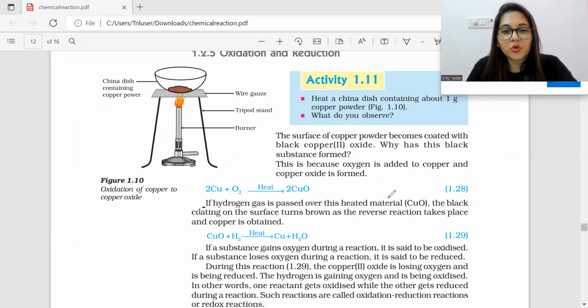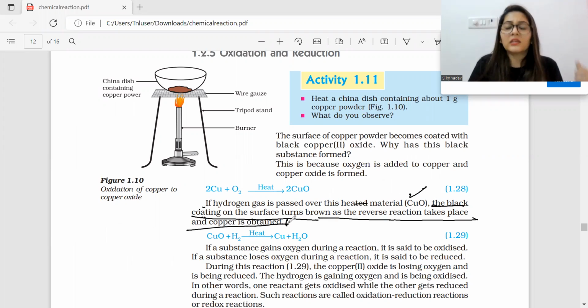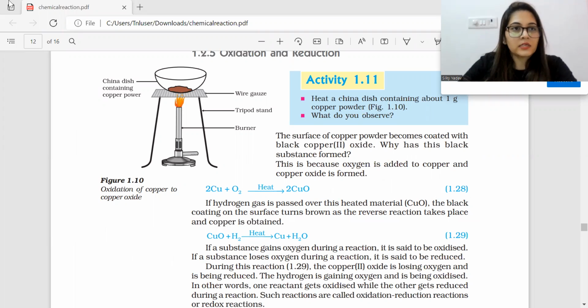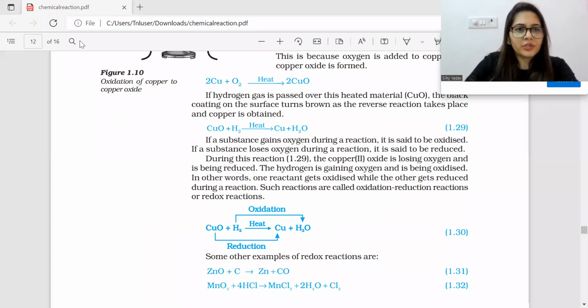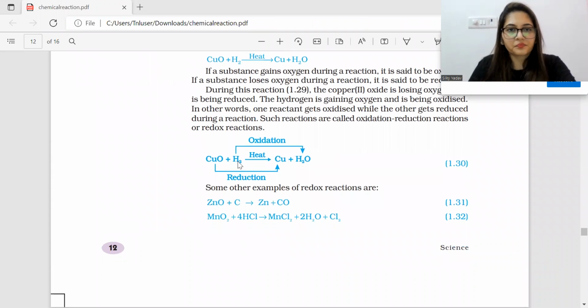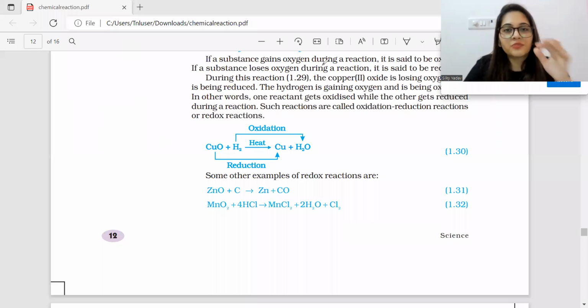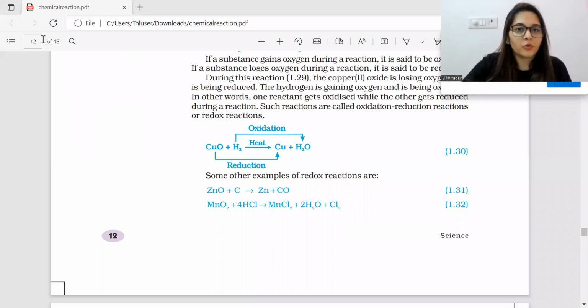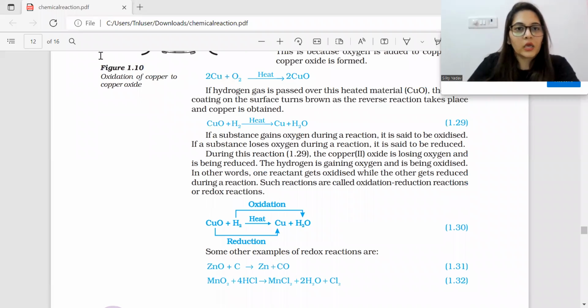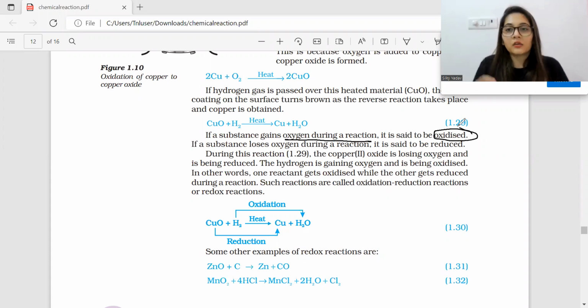So if hydrogen gas is passed over the heated material, that is copper oxide, the black coating on the surface turns brown and the reverse reaction has taken place. And that is how we are again getting our copper back. Okay. Now, let's discuss one more thing. As I've already told you, same thing is written here in your books. Now, if a substance gains oxygen during a reaction, it is said to be oxidized, right? Gaining of oxygen is oxidation. And if a substance loses oxygen, that is reduction, okay?